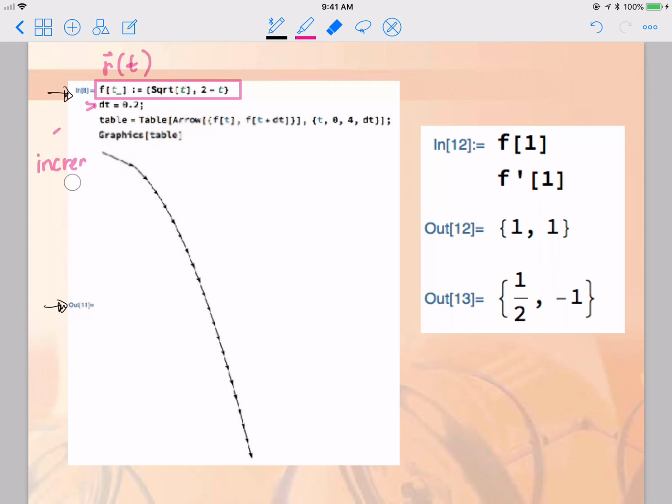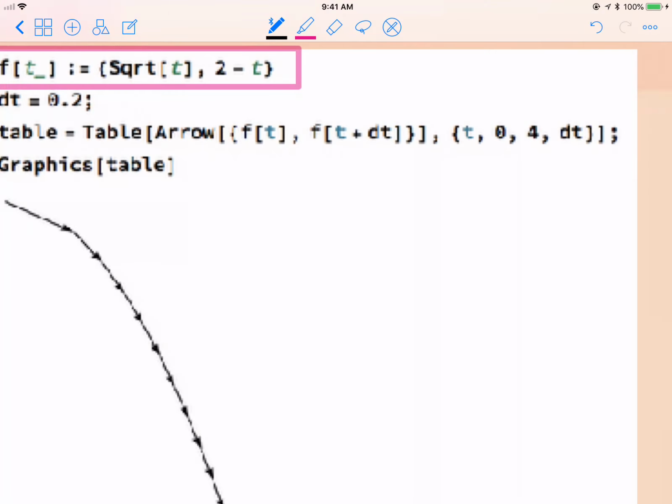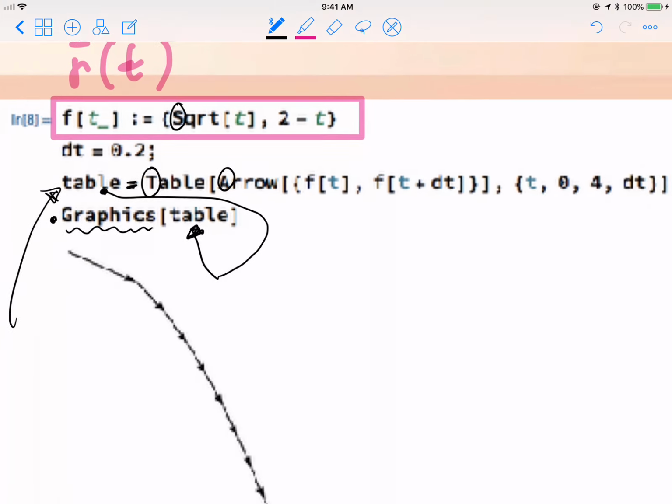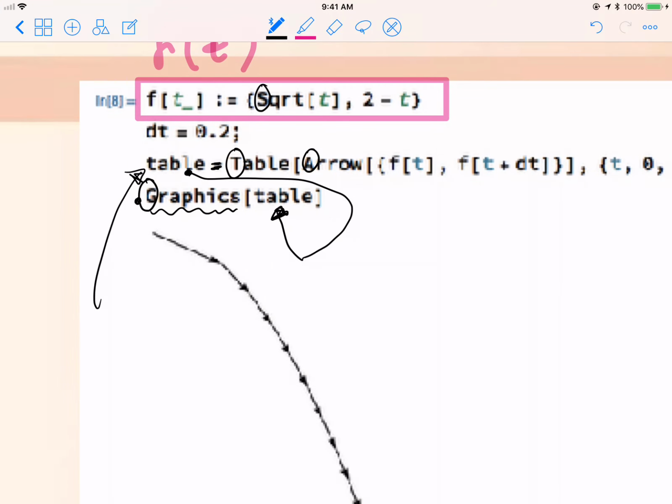And so remember that, see how this table here is lowercase? So I've got table equals, right? So I am creating a variable that's called table. And now for my next step, I'm telling Mathematica to perform this function on my variable table that I created back here. Does that make sense? So remember, if the function is uppercase, that means it is a built-in function. So Table is built in, Arrow is built in, Sqrt is built in. Does that make sense? Graphics is built in.